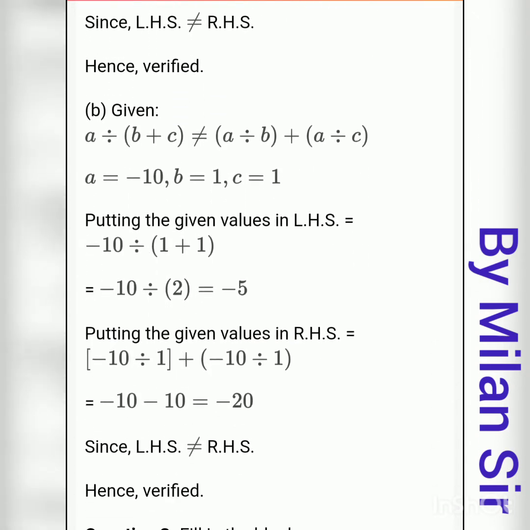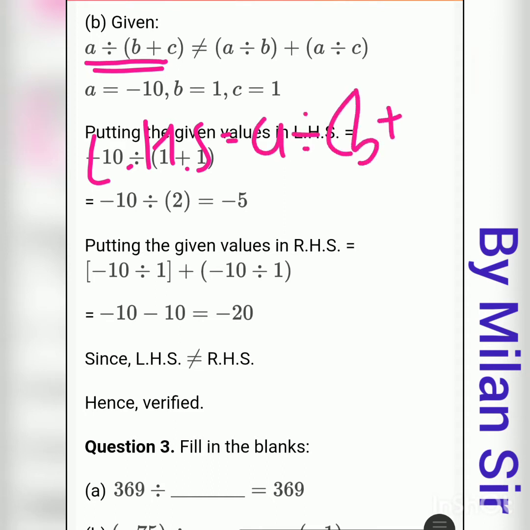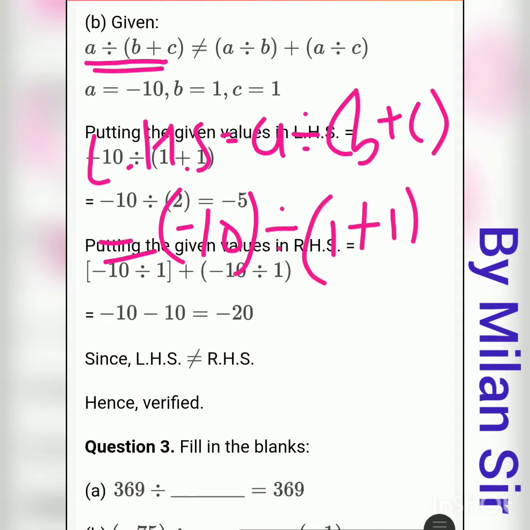After that, the second question. Here a is equal to -10, b is equal to 1, and c is equal to 1. First of all, the left hand side, LHS, is equal to a divided by (b plus c). Now put the values of a, b and c here. So first of all, a is -10, divided by b, which is 1, plus c, which is also 1.